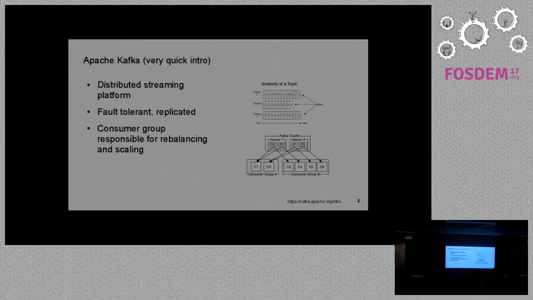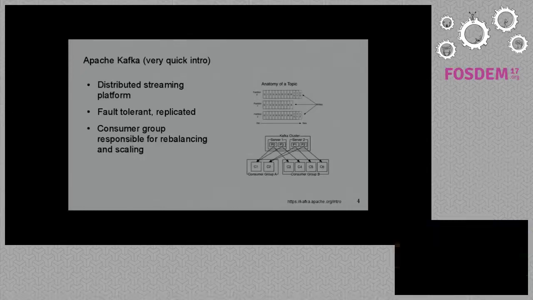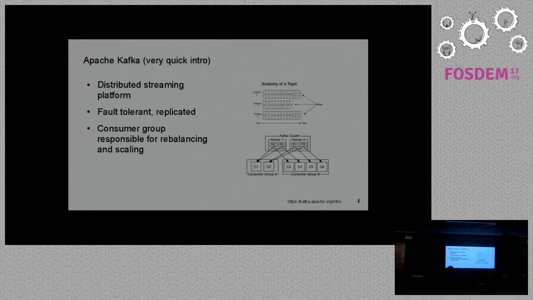Apache Kafka is a message queue system nowadays. It's evolved into a distributed streaming platform. So you can put messages in several queues there. All right, so Kafka is a distributed streaming platform. You have message queues, several, which are called topics.